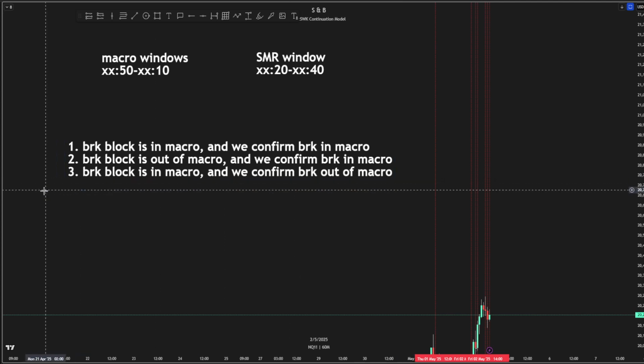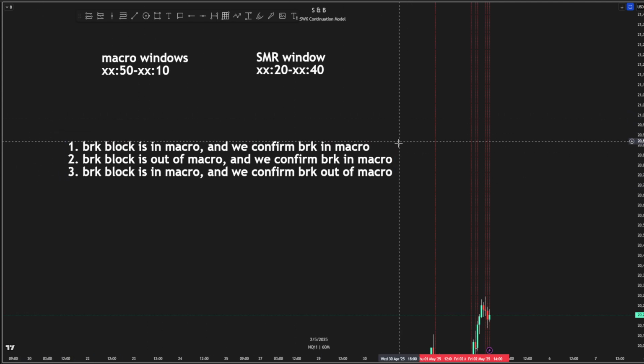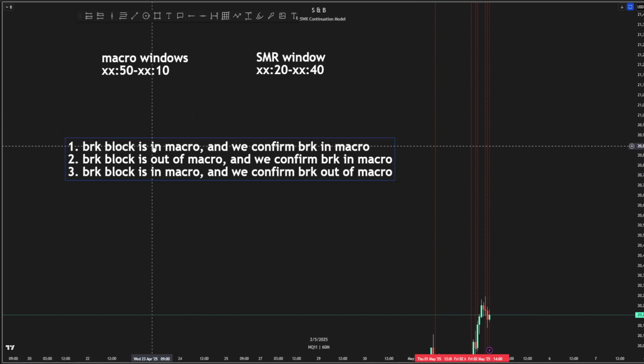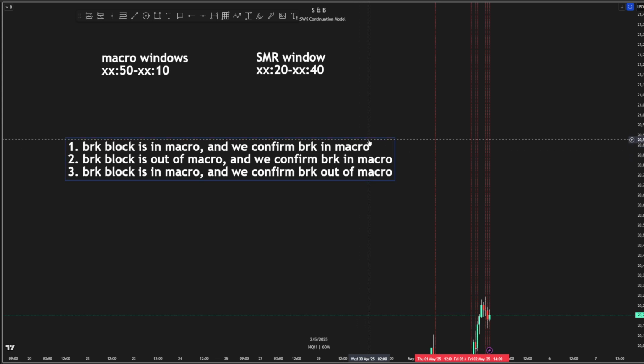Now, these are the only scenarios where I operate in. Number one: breaker block is inside of the macro, so it's inside of that box we talked about on time, and we confirm it inside of macro as well. So if it builds in macro and we confirm it in macro, that is a valid play. And I am willing to take that trade every time.